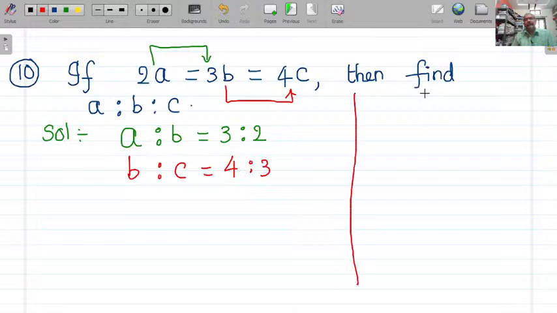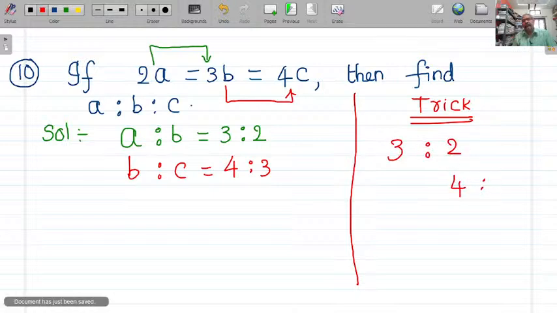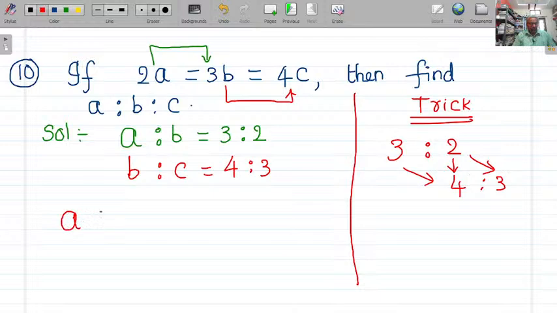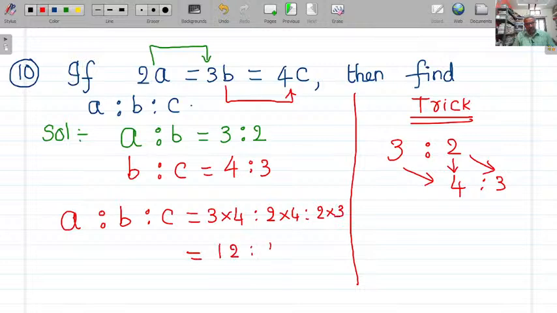Let us apply the trick. So what is the trick? 3 is to 2, write down. Here 4 is to 3, write down. So multiply like this, so as to get the required ratio. So now A is to B is to C is equal to 3 into 4, 2 into 4 is to 2 into 3. So what's your answer? 12 is to 8 is to 6 is the answer.